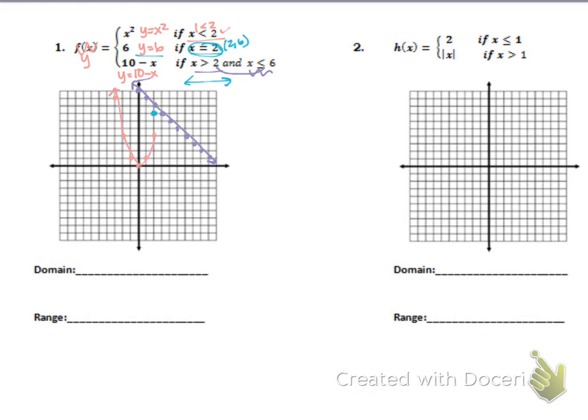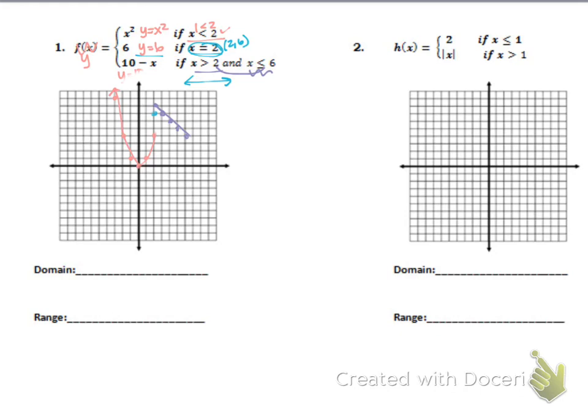Okay, so I'm going to erase everything that's past 6. 1, 2, 3, 4, 5, 6. But then also less than 2, which is going to be up in there. And there is my piecewise function.